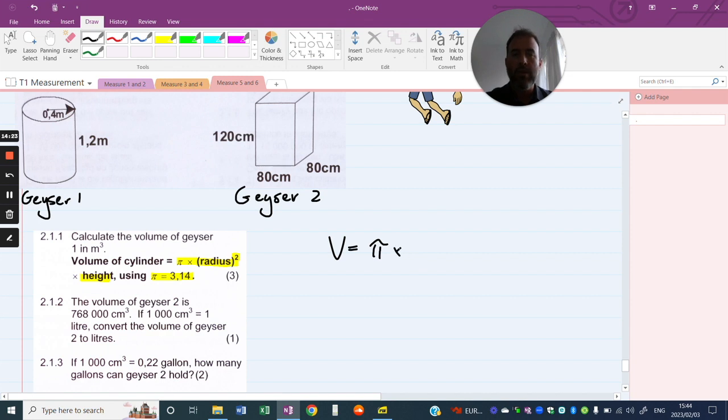I'm going to start putting all these numbers in right now. And if we go to our diagram, we can see here that the radius is up there, and the radius is 0,4. It's not a diameter, it's a radius. So I say 0,4. Okay, and I'm going to write their meters, and I'm going to put a bracket around it.